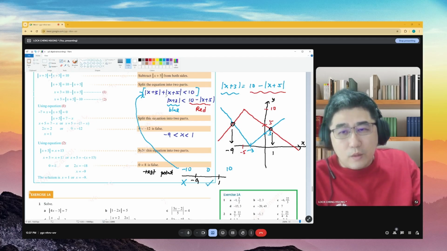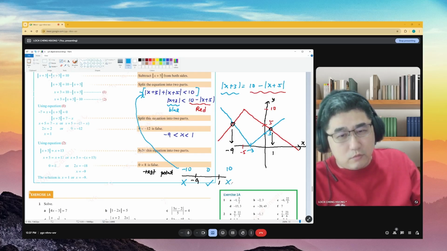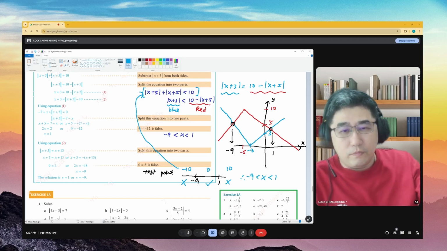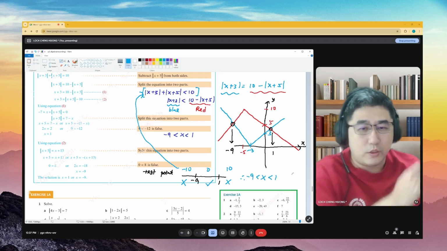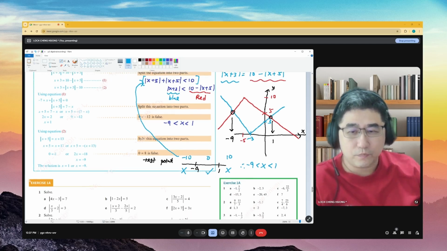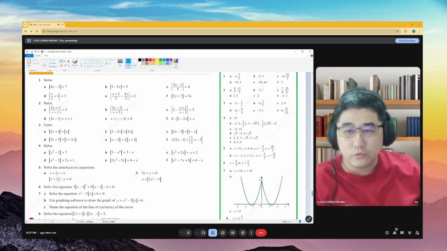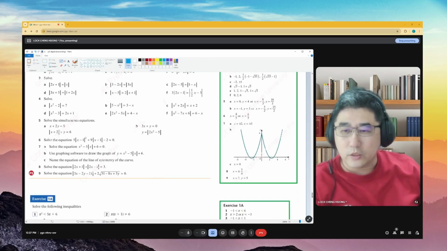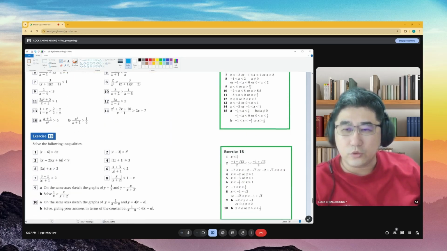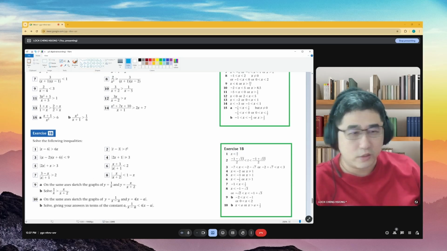10, I put it inside. I have 13, and I have 15. 13 plus 15 is obviously greater than 10, so this one is out. Therefore, the answer is x is in between -9 and 1. That will be your inequality. So you have exercises here that you can try to solve, the equation and the inequality. You need to know how to do the work yourself.